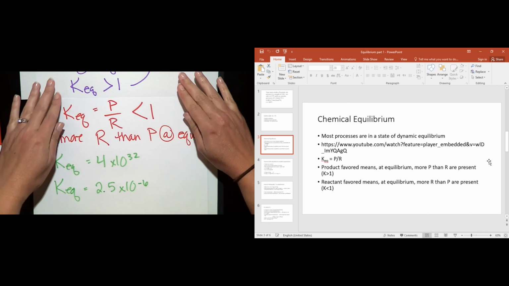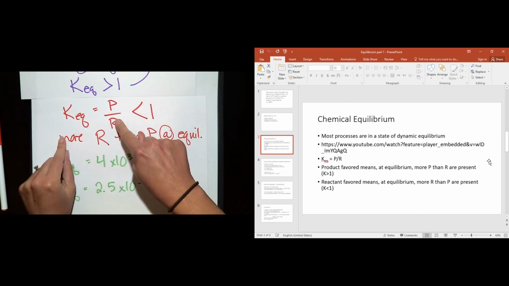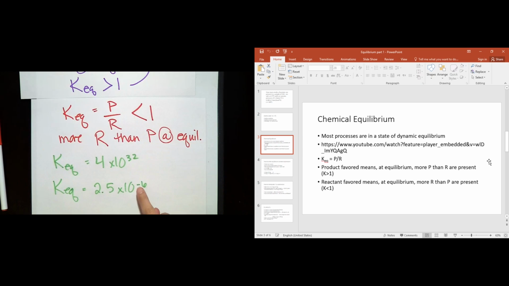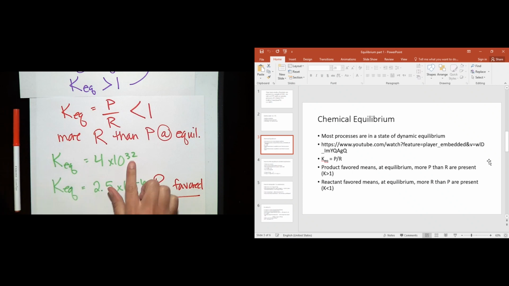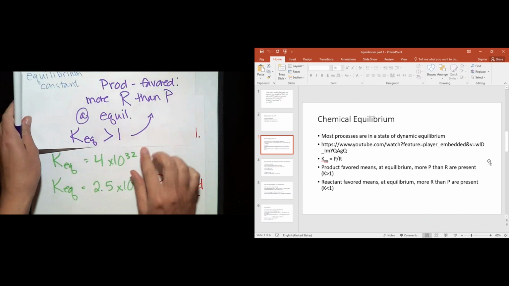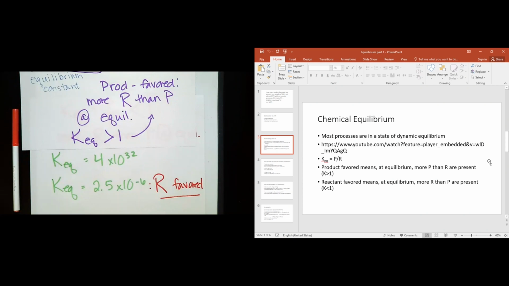Well, again, we're just using this relationship. If it's less than 1, like this one right here, this is reactant, capital R, reactant favored. It means you're going to have a ton of reactant and very little product at equilibrium. This is a huge number. Greater than 1, for sure. A 4 with 32 zeros after it.